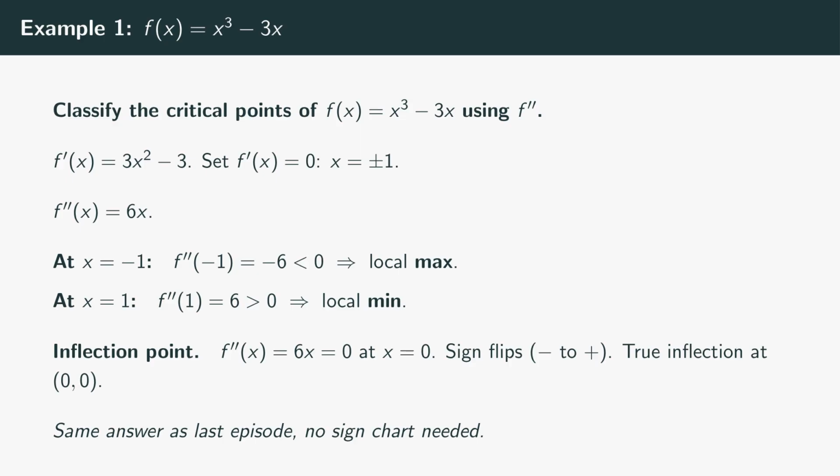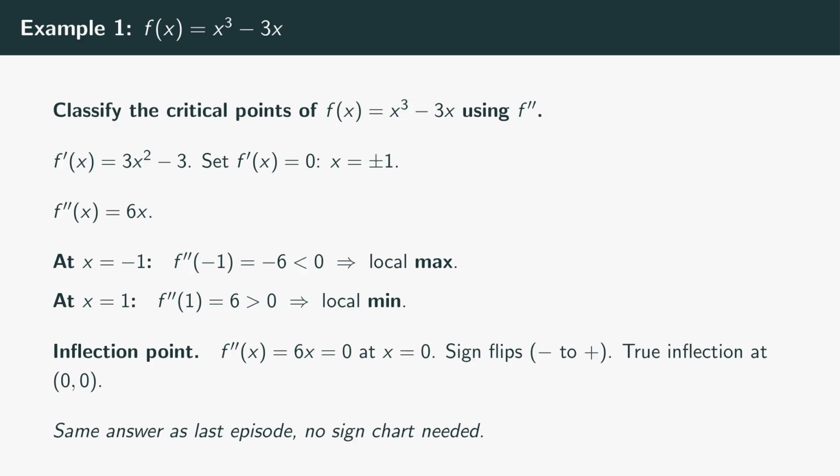At x equals minus 1, f double prime is minus 6, negative, local maximum. At x equals 1, f double prime is 6, positive, local minimum. Done. No sign chart, no test points, just plug in. Same conclusions as the first derivative test gave us, max at minus 1, min at 1. As a bonus, set f double prime equal to 0, 6x equals 0 gives x equals 0. Sign of f double prime is negative on the left, positive on the right, true sign change. So x equals 0 is an inflection point.